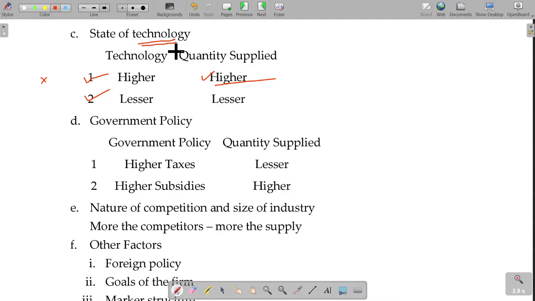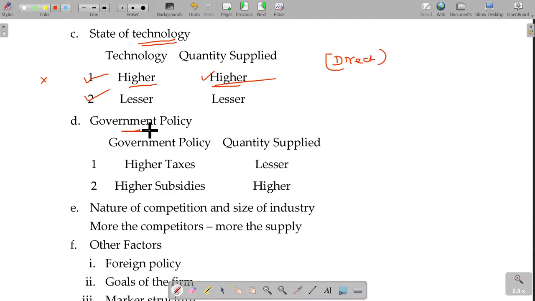Where there is technology, and technology is improving year after year, definitely the product becomes cheaper and the supplier is also willing to supply more. So higher the technology, higher the quantity supplied. So it is a direct relationship. So you have to understand the factors of production and then the link.